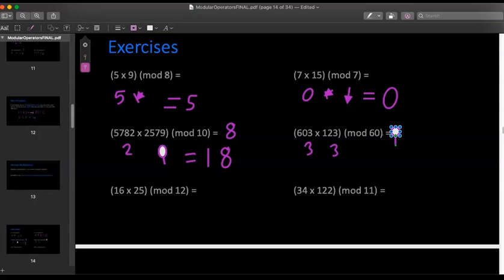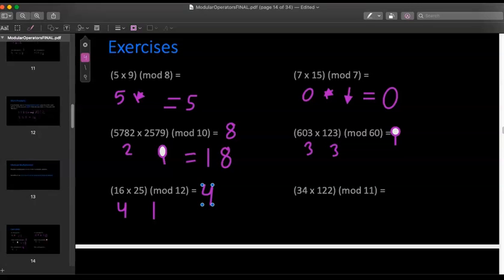Perfect. Thank you. All right, I see someone in the chat saying they want to do it next. Do you want to go ahead? Hello. Hi. So 12 goes into 16 one time, and the remainder is 4. And 12 goes into 25 2 times, and the remainder is 1. So 4 times 1 equals 4. Perfect. Thank you. Very well done.